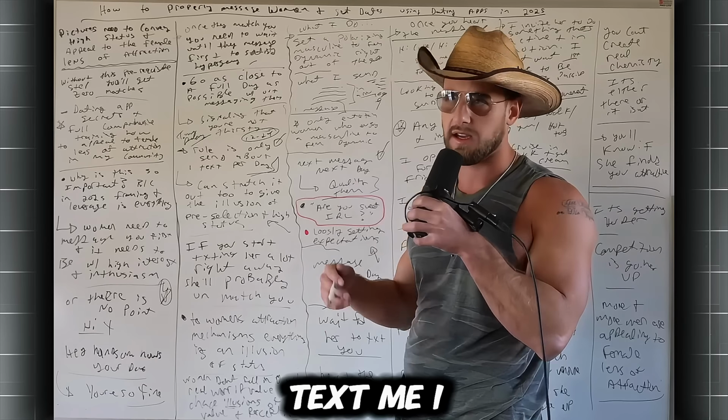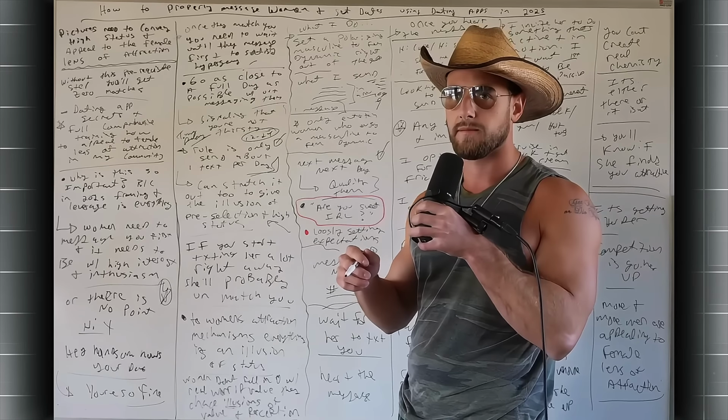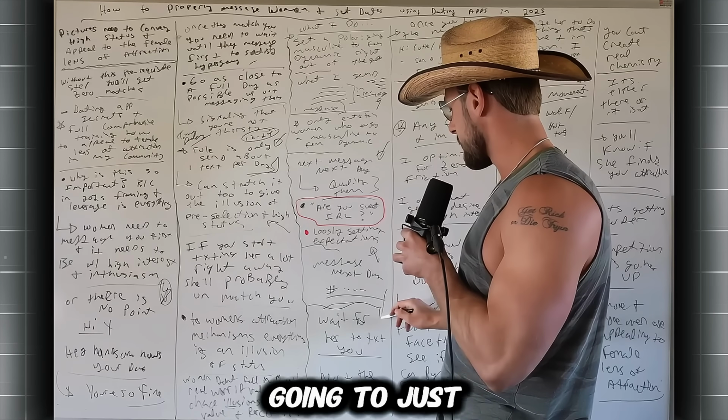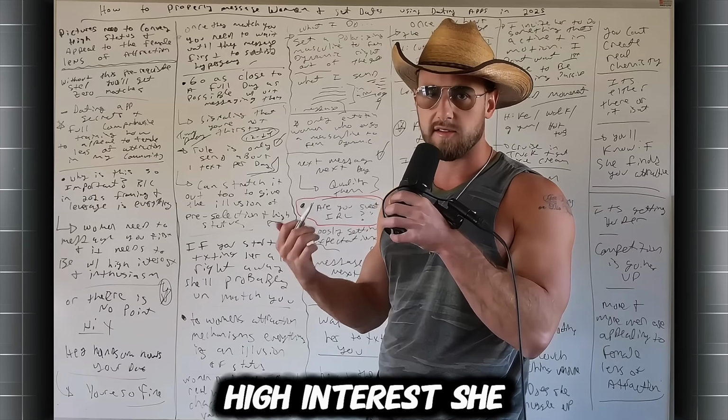I don't say anything else. I don't say text me. I don't say, here's my number, message me. I just will text my phone number. Digit, digit, digit, digit, digit, digit. There's my number. And then you're going to just wait for her to text you. If she has genuine interest, if she has high interest, she will text you.